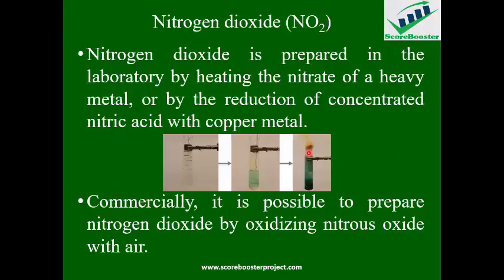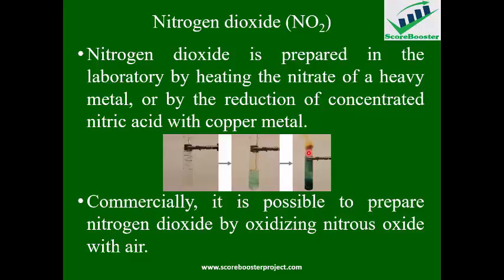Another compound, nitrogen 4 oxide, that is nitrogen dioxide. This nitrogen dioxide is prepared in the laboratory by heating the nitrate of a heavy metal. So you can choose any heavy metal you like. It can be nickel nitrate, copper nitrate, or zinc nitrate. Don't forget, we said before that all nitrates are not stable, they are decomposable by heat.